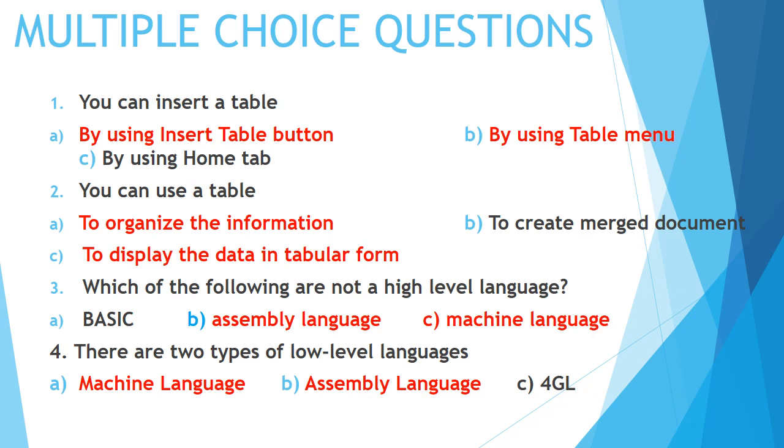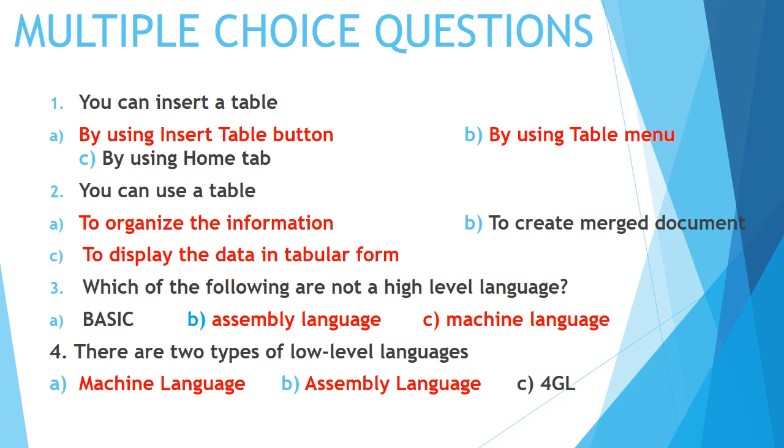Suppose this question is of 2 marks. If you choose only one correct option, then you will score only 1 mark. If you choose both correct answers, you will score 2 marks. Understood? So in these types of questions, there will be two correct answers, and you have to choose both of them.